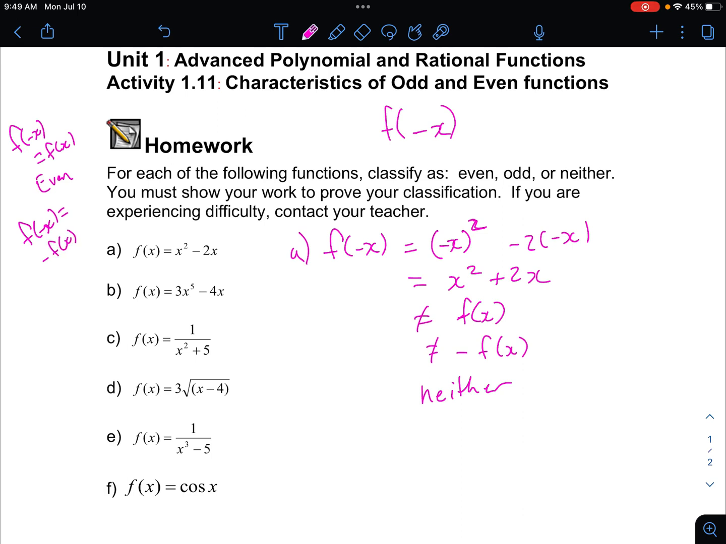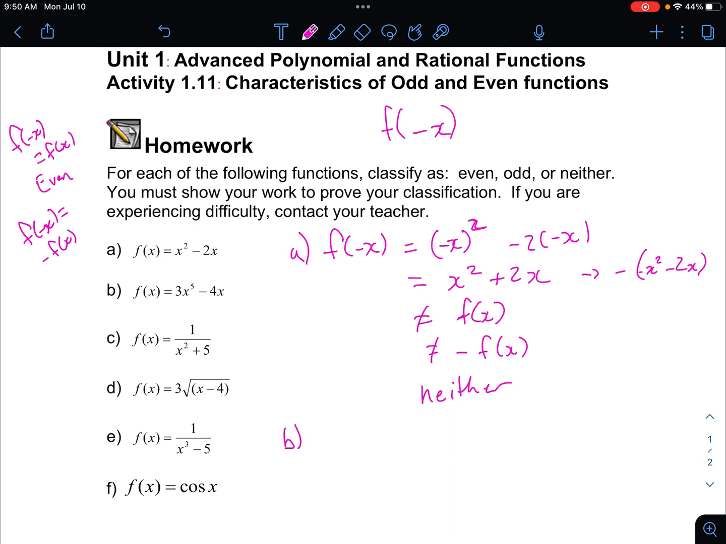Meaning, we can common factor out a negative number here. So if we did that on this one here, we'd have negative, and then we'd have negative x squared minus 2x. Well, it's not saying negative times our original function, which didn't happen here. So that's why this would be a neither, because this is not negative times this original function, nor is it itself.